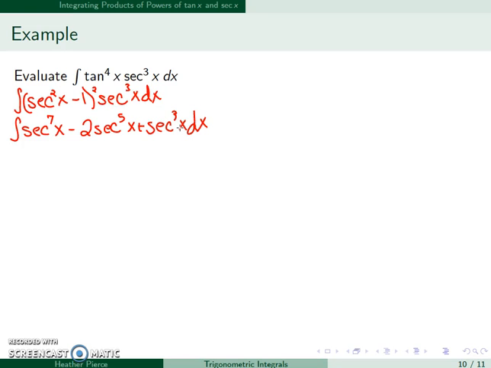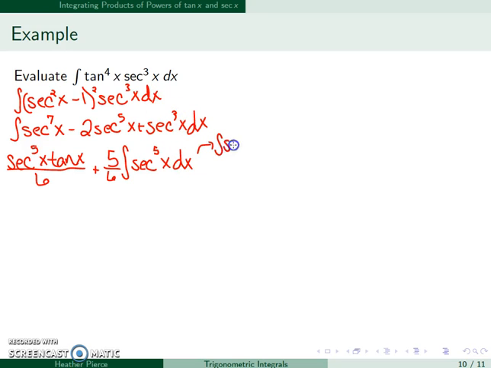And so now we're going to have to use the reduction formulas. So we'll start with this secant to the 7th. The reduction formula says that this is secant to the n minus 2, so now secant to the 5th x, tangent x, over n minus 1, so over 6, plus n minus 2 over n minus 1, so 5 over 6, times the integral of secant to the 5th x dx. So keep in mind, this is just the integral of the secant to the 7th.